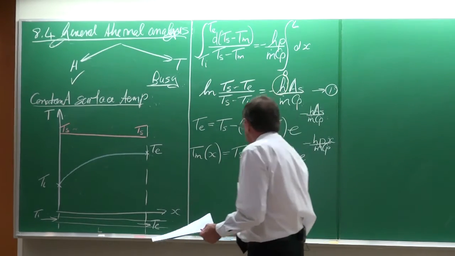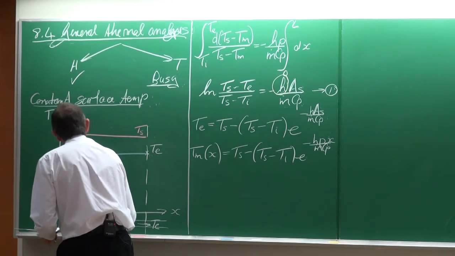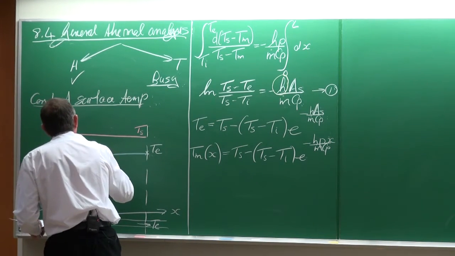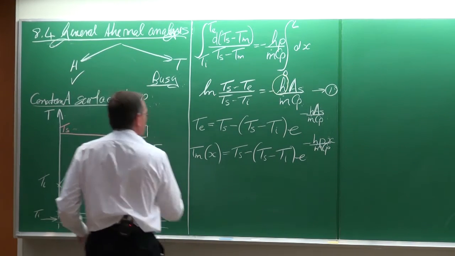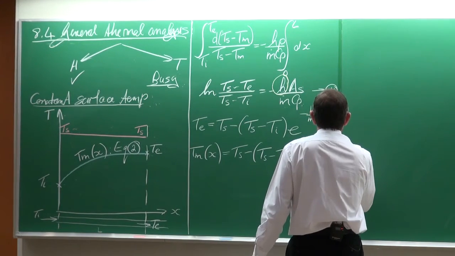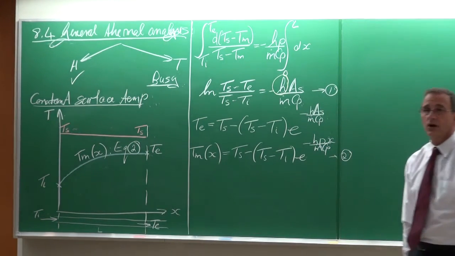Okay, so this is now Tm(x), and let's call that equation 2. Okay, so your equation 2 describes that line.